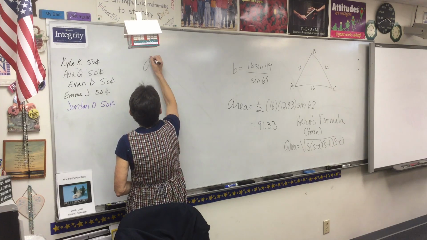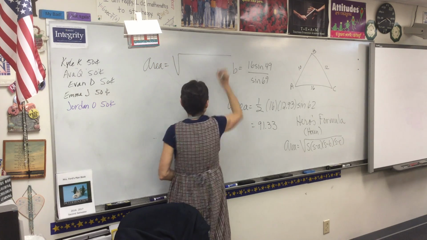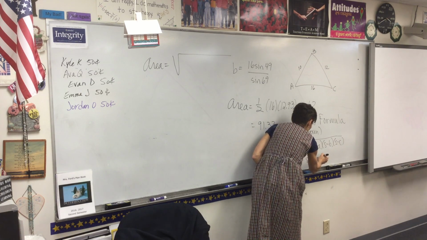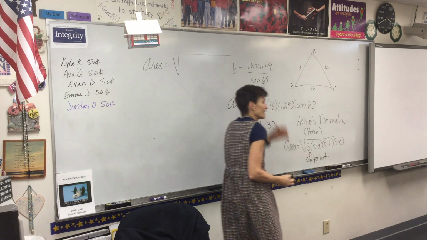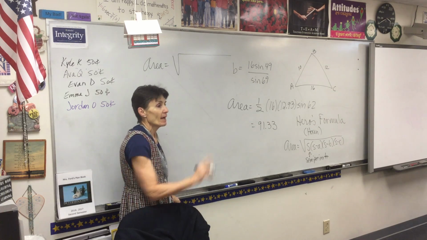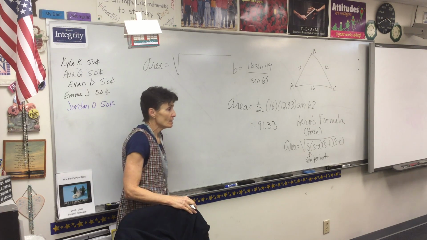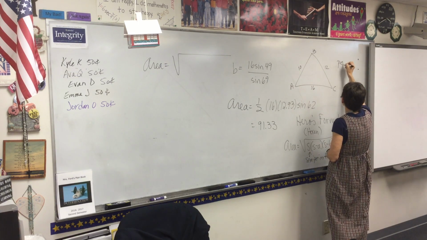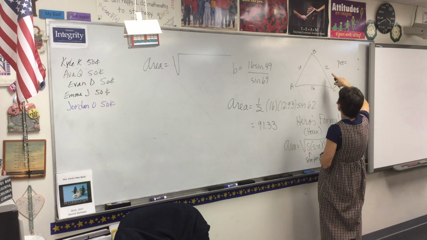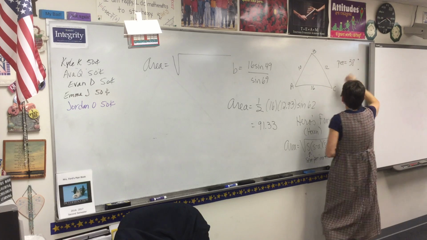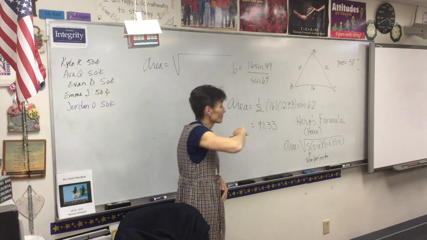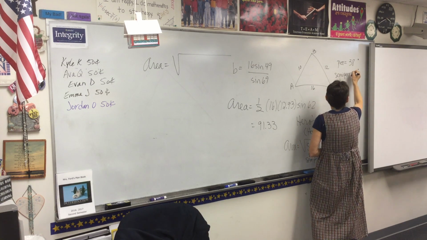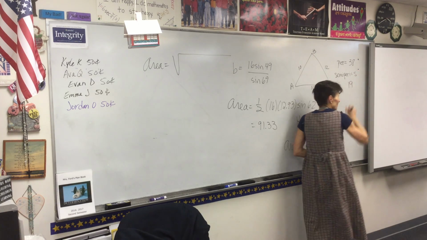First thing we need is to calculate what is called the semi-perimeter. What do you think the semi-perimeter means? Half of all the sides, half the perimeter. So if I know all the sides, I can add them up. It looks like my perimeter is what? 38? Is my perimeter 38? Yes. So my semi-perimeter, which is S, would be 19.